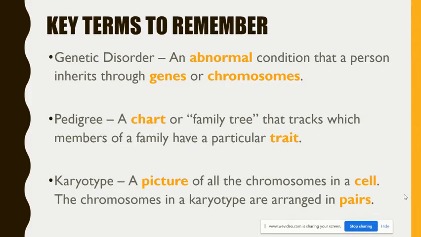So some key terms that we need to define and that are going to be important throughout this section are: genetic disorder, which is an abnormal condition that a person inherits through genes or chromosomes. A pedigree, which is a chart or family tree that tracks which members of a family have a particular trait. And then a karyotype, which is a picture of all the chromosomes in a cell. And the chromosomes in a karyotype are usually arranged in pairs.